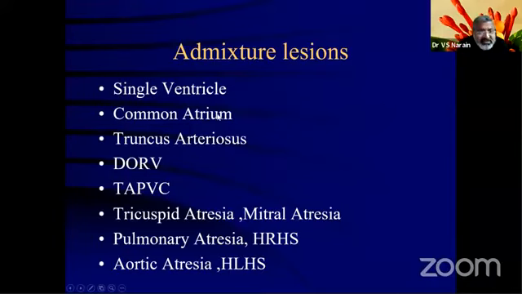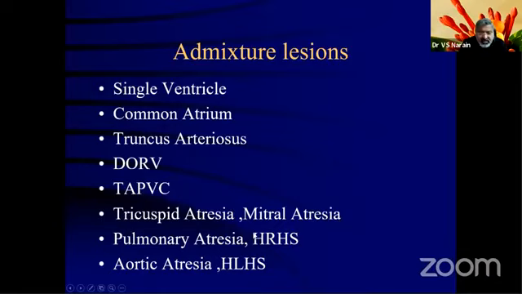And what are these admixture lesions? You have a single ventricle where mixing is occurring. You have the common atrium where mixing is occurring. A truncus arteriosus, where you have a common trunk from which the pulmonary artery arises. A double outlet right ventricle, where all the mixing occurs in the right ventricle and the blood is circulated to the great vessels. Total anomalous pulmonary venous connection, where all the mixing is occurring in the chamber where it is draining. Tricuspid atresia, mitral atresia, where mixing is occurring at the atrial level.